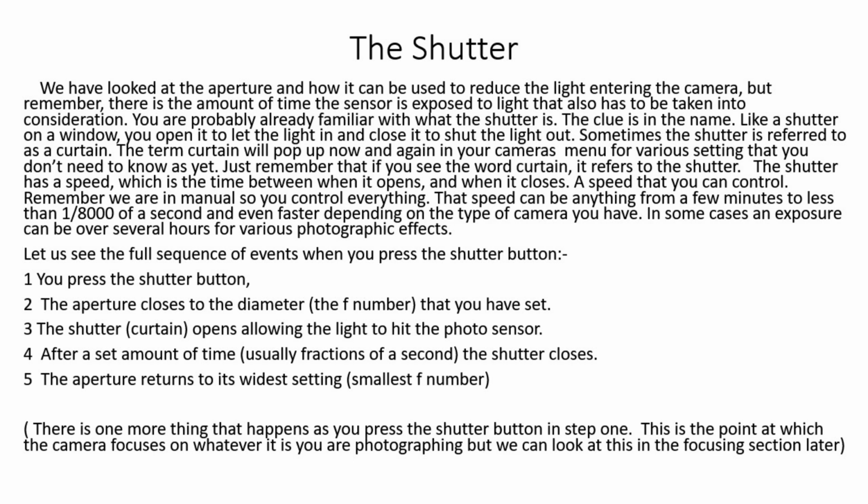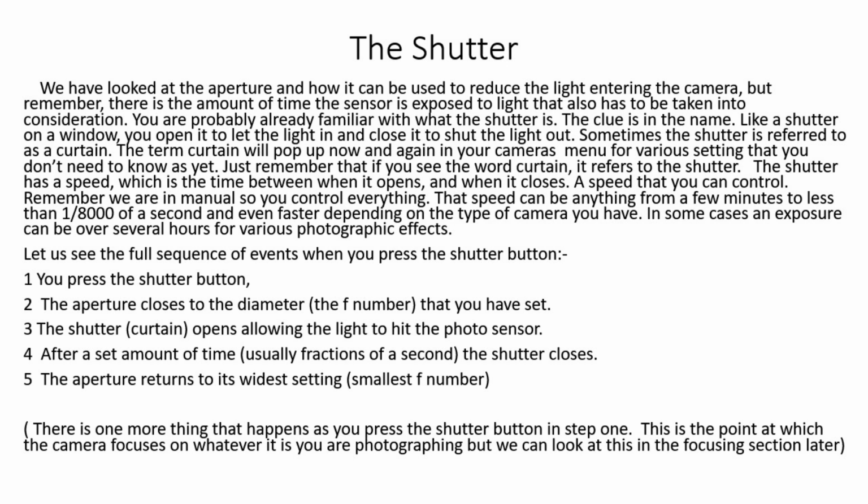The shutter has a speed, which is the time between when it opens and when it closes. A speed that you can control. Remember, we are in manual, so you control everything. That speed can be anything from a few minutes to less than 0.008 of a second and even faster, depending on the type of camera you have. In some cases, an exposure can be over several hours for various photographic effects.